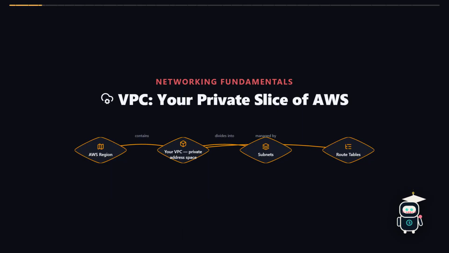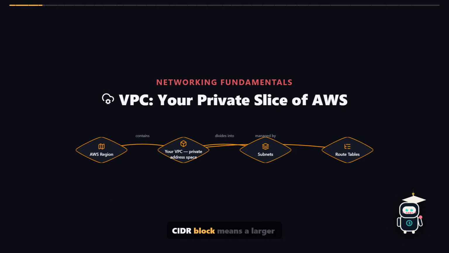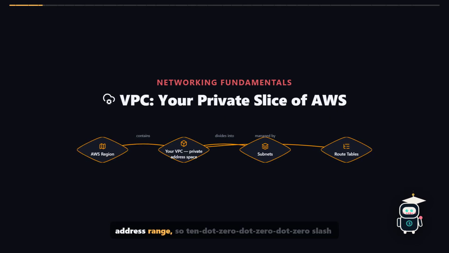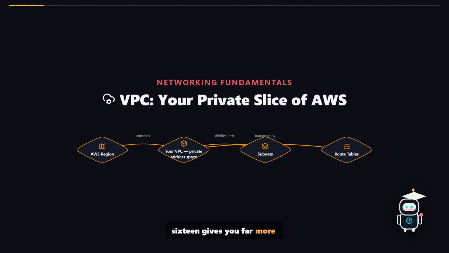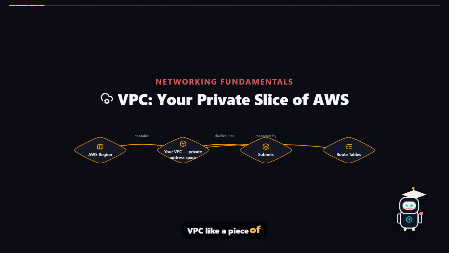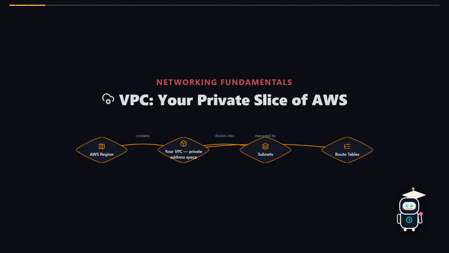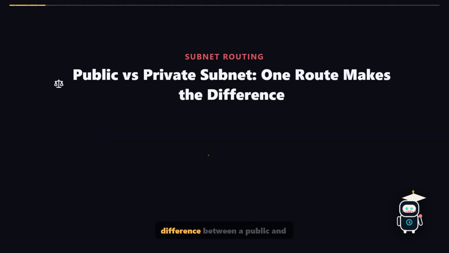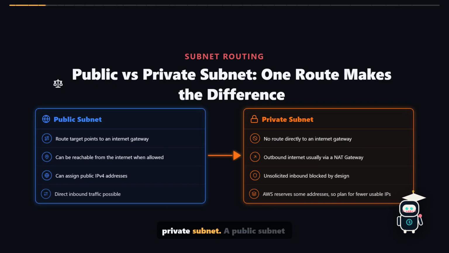A smaller number after the slash in a CIDR block means a larger address range, so 10.0.0.0/16 gives you far more IPs than /24. The common mistake is treating a VPC like a piece of hardware you can touch. It's a network definition. One route makes the formal difference between a public and private subnet.